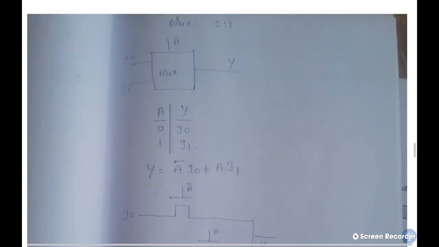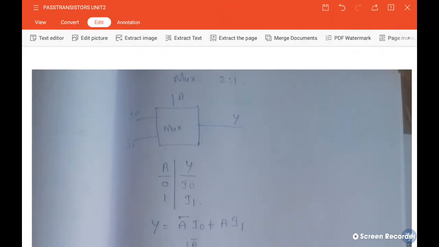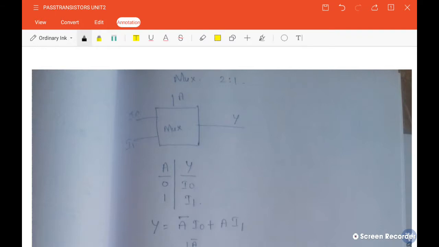Another implementation is the MUX. Multiplexer is a very important element that we need to build in digital. Here is an example of a 2:1 multiplexer. For a 2:1 multiplexer, the input data are I0 and I1, the control signal is A, and the output is Y.